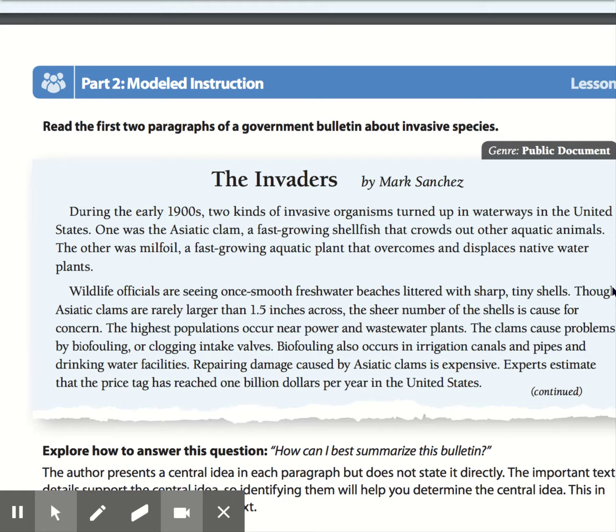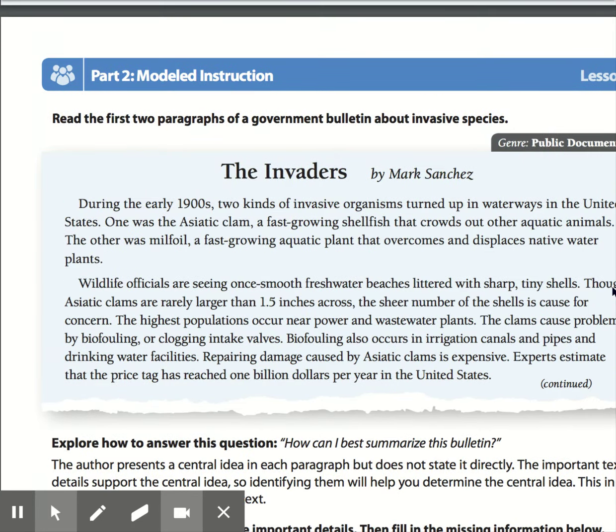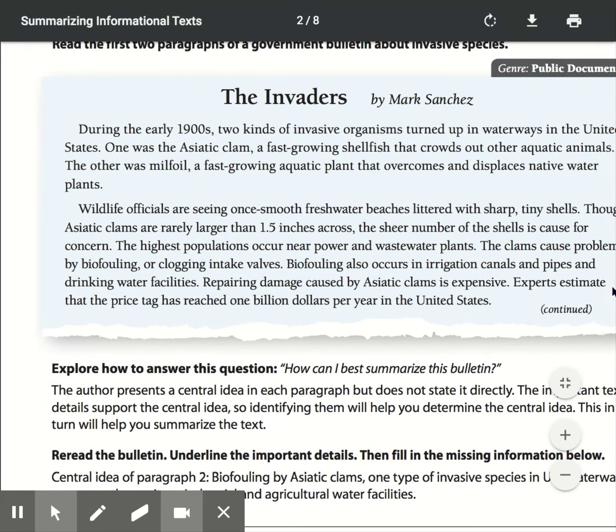All right. So you can't see me, you can just hear me, which is totally fine. So, during the early 1900s, two invasive organisms turned into water waves in the United States. One was an Asiatic clam, a fast-growing shellfish that crowds out other aquatic animals. The other one was milfoil, a fast-growing aquatic plant that overcomes and displaces native water plants. Okay, so that's just paragraph 1. Let's go ahead and move on to paragraph 2.